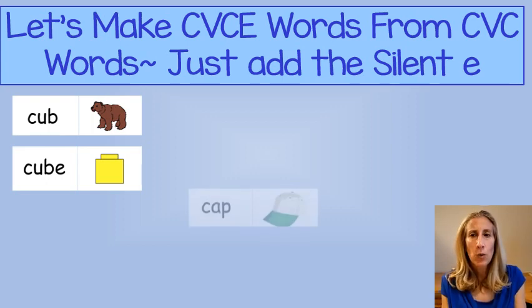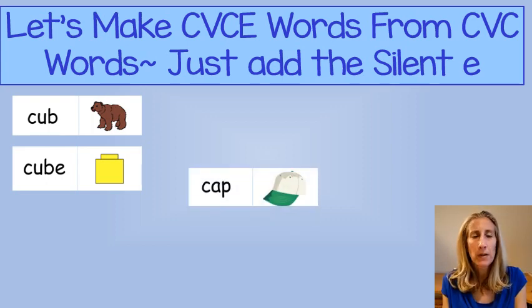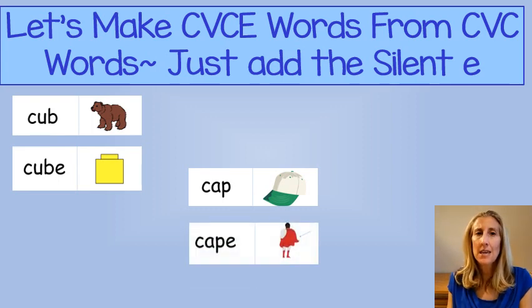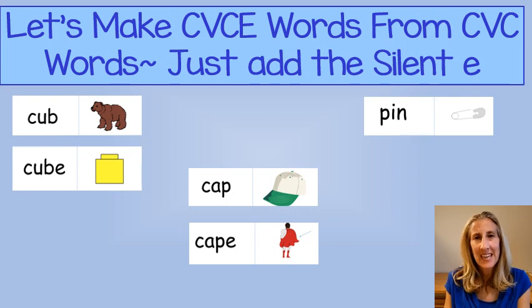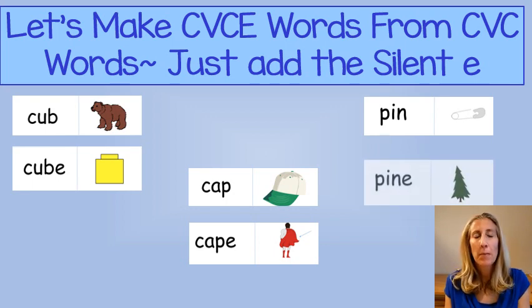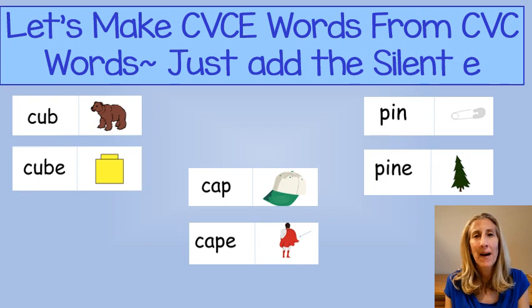Let's look at the next one. It's a picture of a cap. I want it to say cape. What would I need at the end? That's right, I need the E, C-A-P-E, cape. And last, I have a picture of a pin. Now, if I want that I to say I, it's going to be the word pine. I need to put an E at the end. P-I-N-E, pine. Nice job.